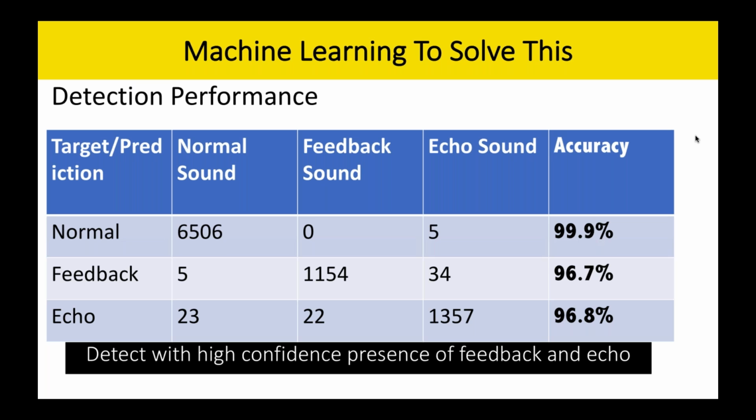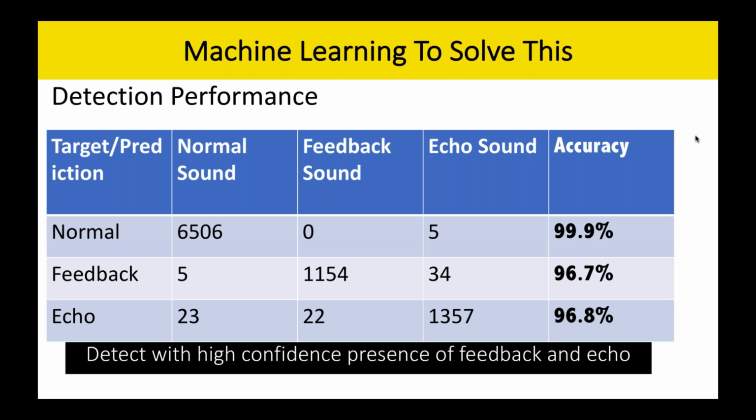And for echo, it's a similar kind of accuracy, with about 1,400 echo waves in total. We got about 1,357 correctly predicted, and we've got a split between normal and feedback sound, mistakenly predicted to be a normal sound and feedback sound, with 20 of them. So it's around 96% accuracy. So, any question on this slide?